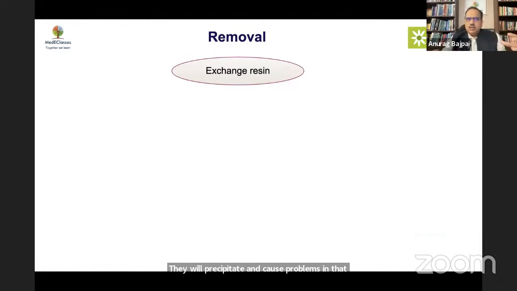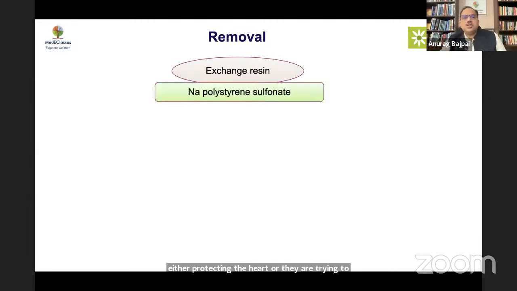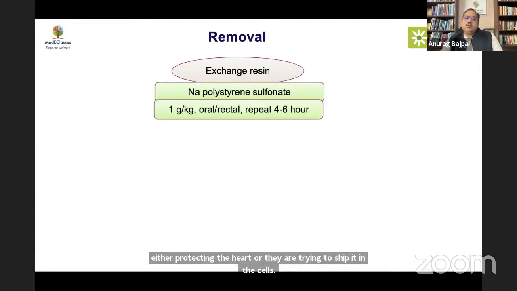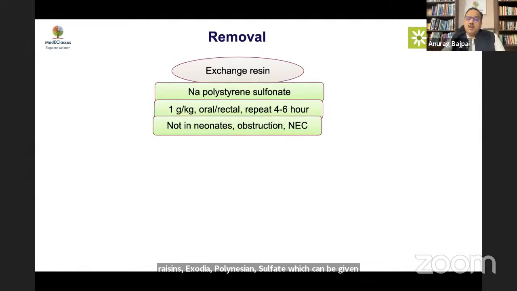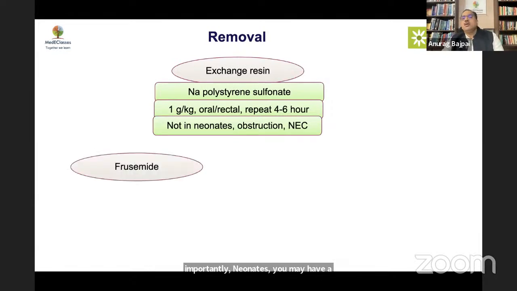Now, all these strategies are pretty much either protecting the heart or trying to shift potassium into the cells. You also need to remove it. So you can use exchange resins like sodium polystyrene sulfate, which can be given oral or rectal. Both modes will work, and repeat 4 to 6 hourly. Very importantly, in neonates, you may have a problem because of obstruction and necrotizing enterocolitis.